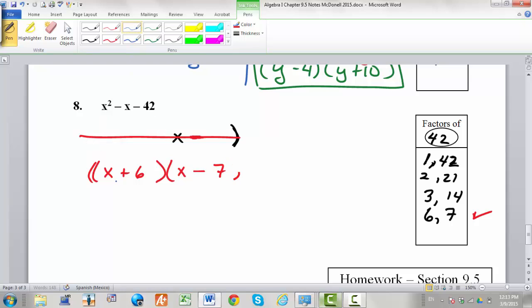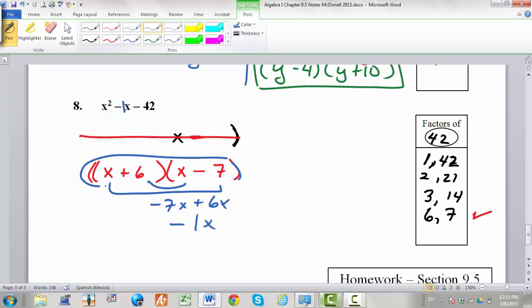We go outside and inside, just like always. That's negative 7x and positive 6x. So that's negative 1x. And that's what we were looking for, because remember, this is actually a little 1 right there. So my answer, very simply, is what we started with, of x plus 6 and x minus 7.